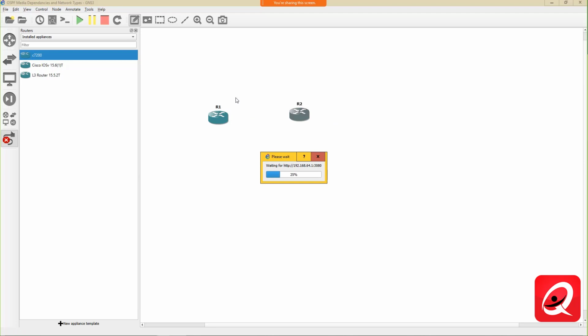And we'll go ahead and make this network 172.16.10.0/30. This router will be .1, and this router over here will be .2. All right.